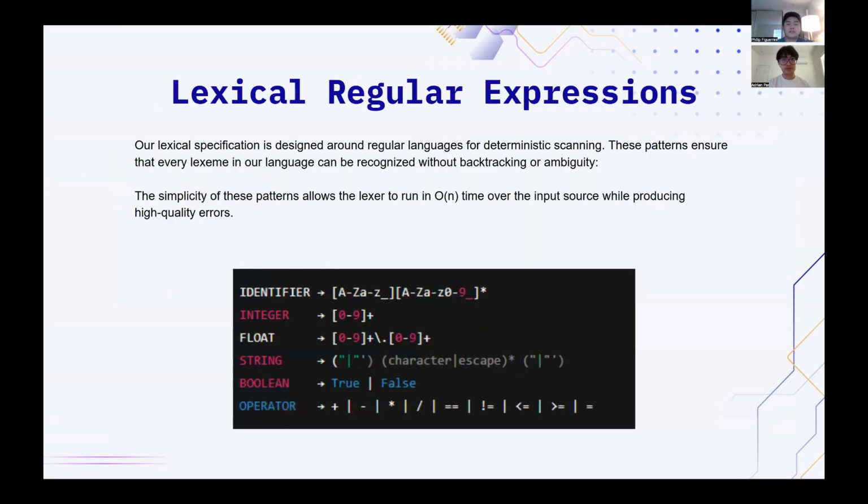Moving into our lexical regular expressions, our lexical specification is designed around regular languages for deterministic scanning. These patterns ensure that every lexeme in our language can be recognized without backtracking or ambiguity. The simplicity of this pattern allows the lexer to run in O(n) time over the input source while producing high-quality errors.